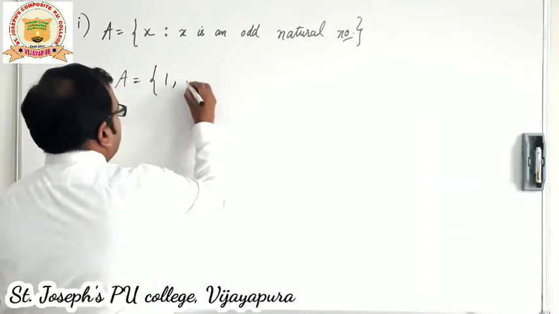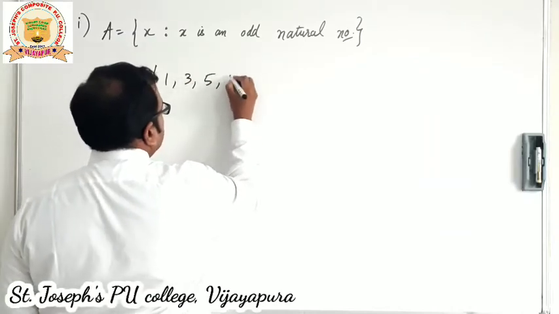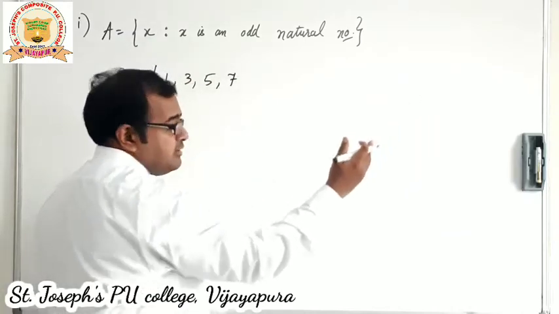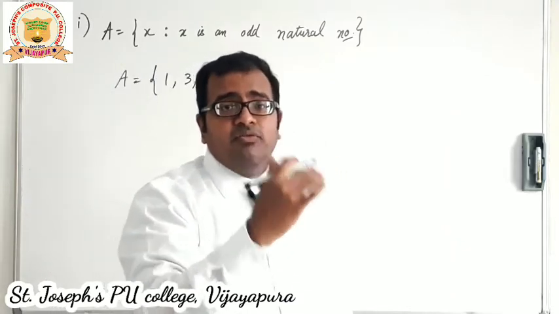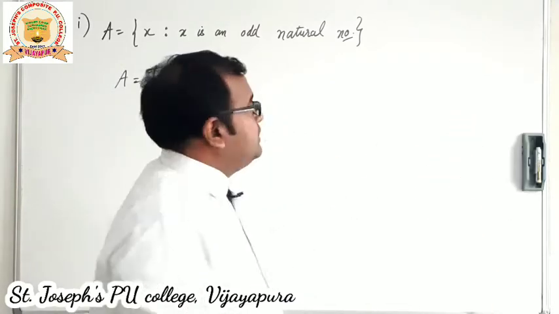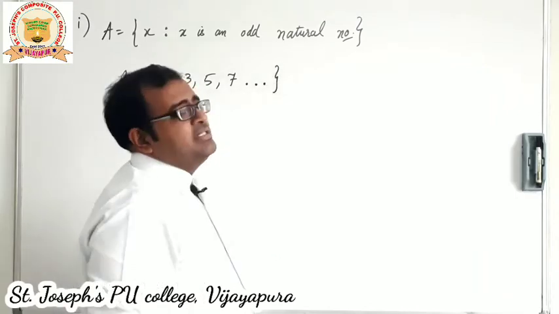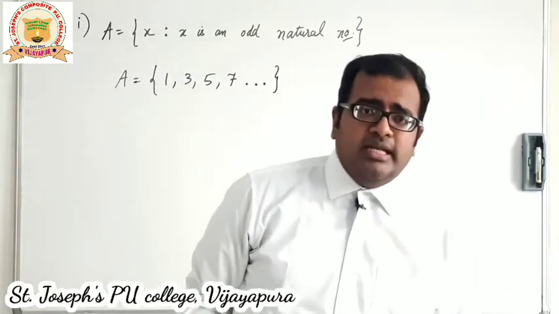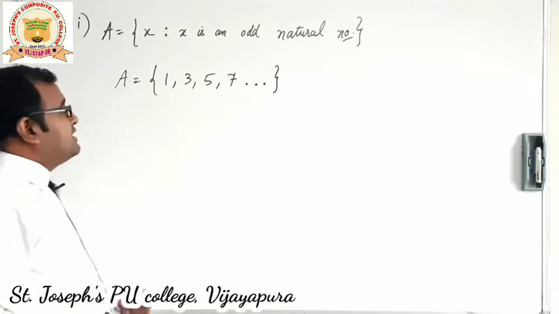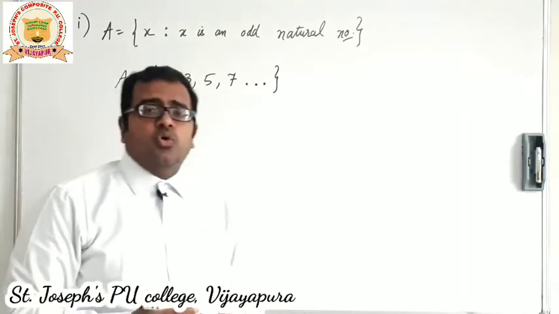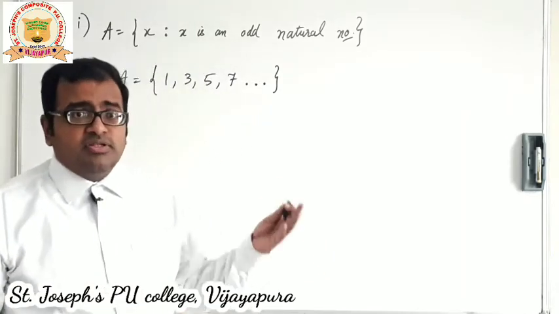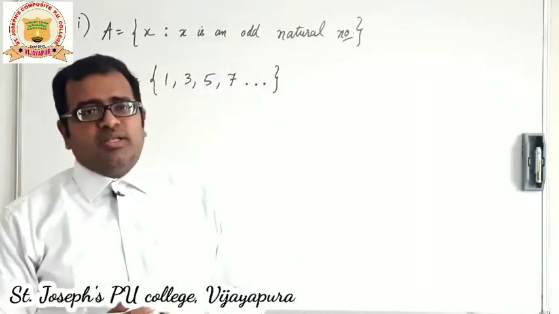So next is 3, 5, 7, till where? They have not given the limit till where it is. So we just continue it. We write dot, dot, dot. 3 dots indicate continuous without end. So we can write A is equal to 1, 3, 5, 7, and so on. Till where? Don't know. That is the first one. That is roster form.